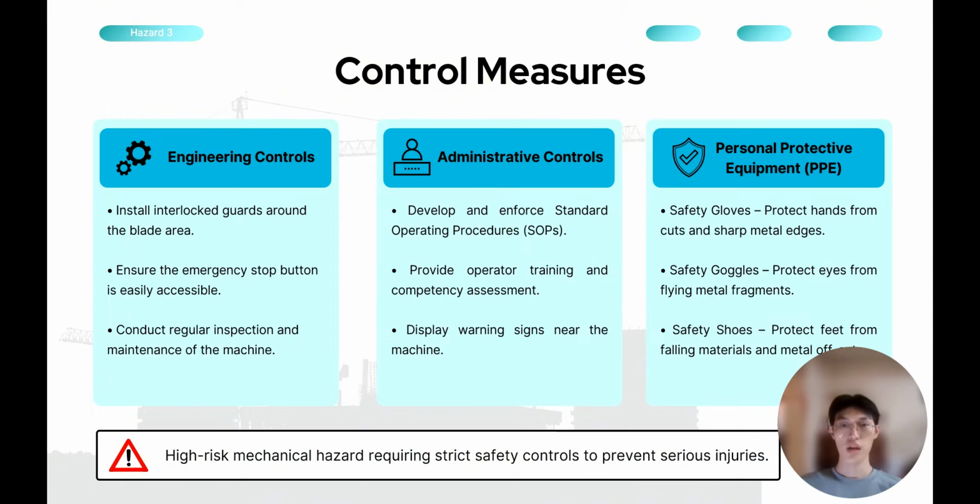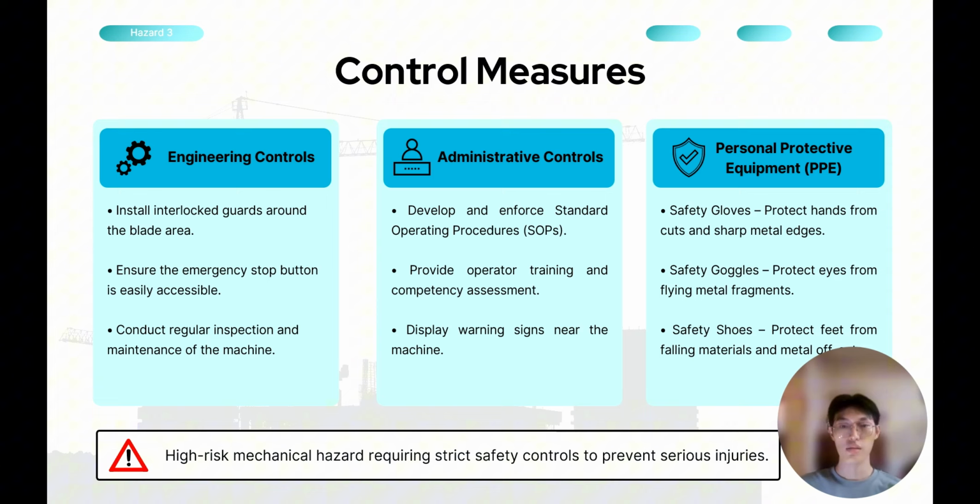Several control measures are recommended to handle this hazard. First, engineering control should be implemented by installing interlock guards around the blade area to prevent accidental contact. The emergency stop button should also remain easily accessible, and regular inspection and maintenance should be carried out to ensure the machine operates safely.